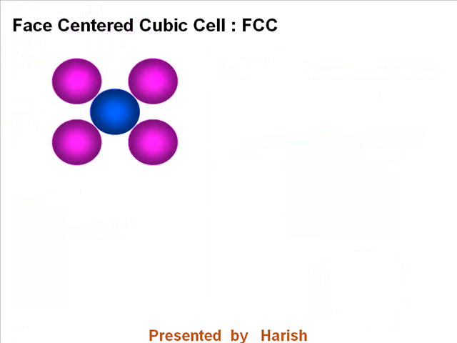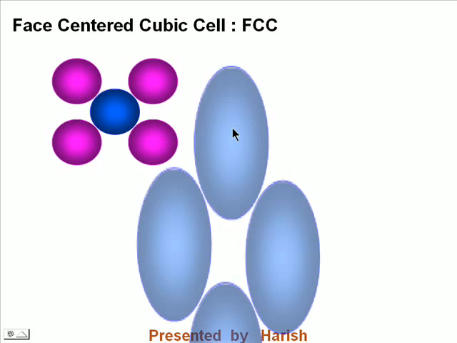Okay, face centered cubic cell. Again, this is a cubic cell, 8 atoms at 8 corners, and you have extra atoms at the centers of the faces also. Let's take one face. I am looking at one particular face here. These are the corners of the face, and I have one sphere at the center of the face.